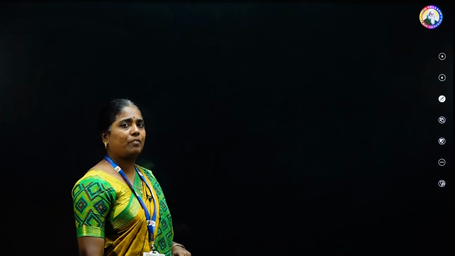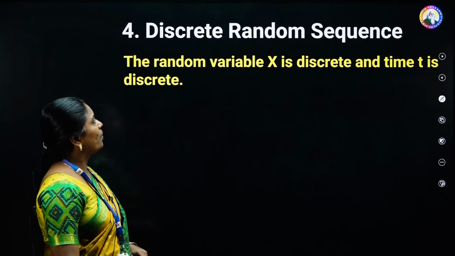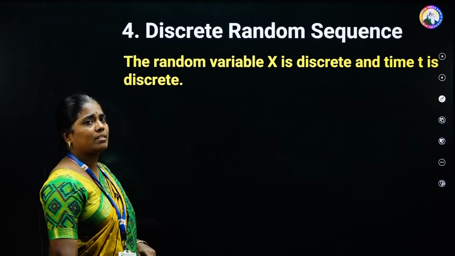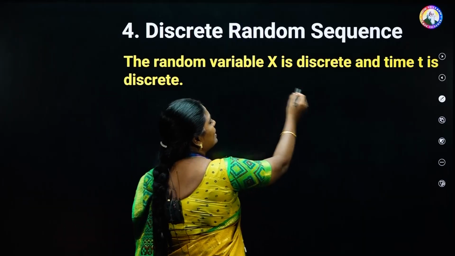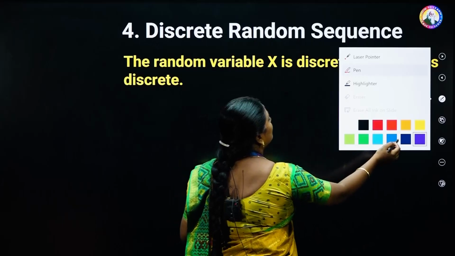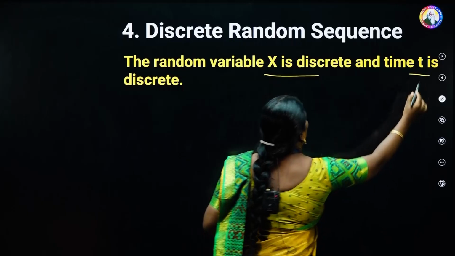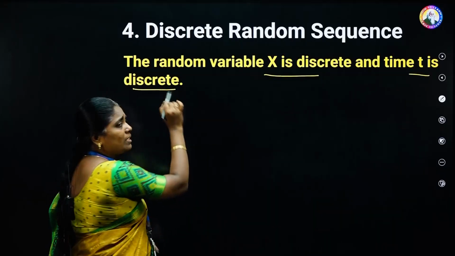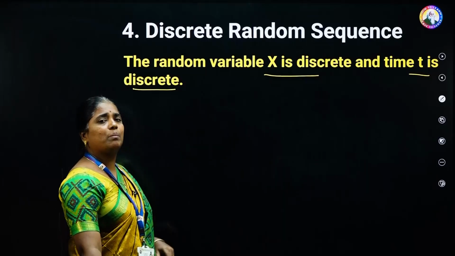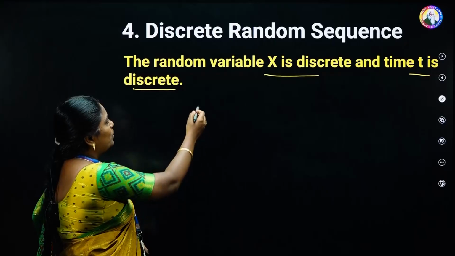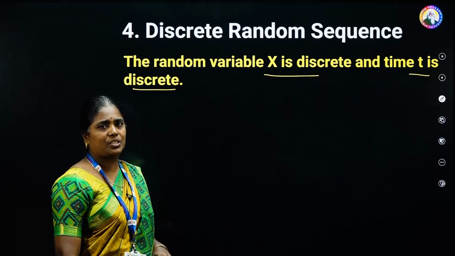Then consider the last type of random process, which is the discrete random sequence. In the case of a discrete random sequence, the first word is discrete. That means the random variable x is discrete and the corresponding time is also discrete, because the last word in this case is sequence. Sequence indicates that the time t is discrete. So in the fourth case, both the random variable x as well as the time t are discrete in nature.